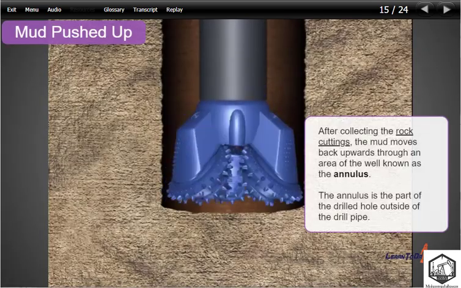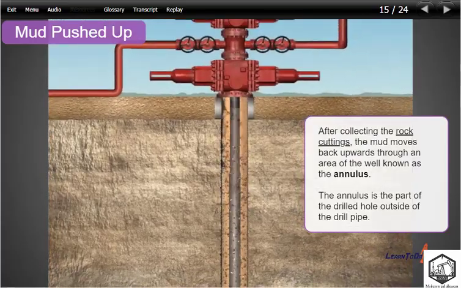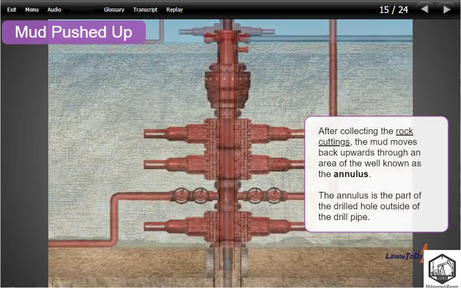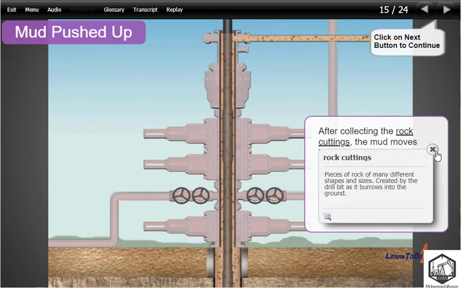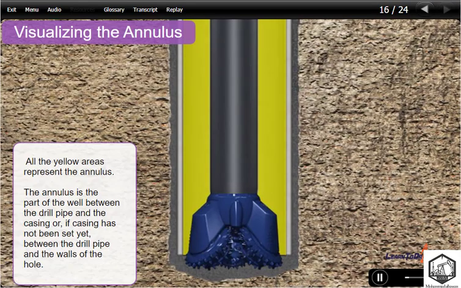After collecting the rock cuttings, the mud moves back upwards through an area of the well known as the annulus. The annulus is the part of the drilled hole outside of the drill pipe. All the yellow areas represent the annulus. The annulus is the part of the well between the drill pipe and the casing, or, if casing has not been set yet, between the drill pipe and the walls of the hole.